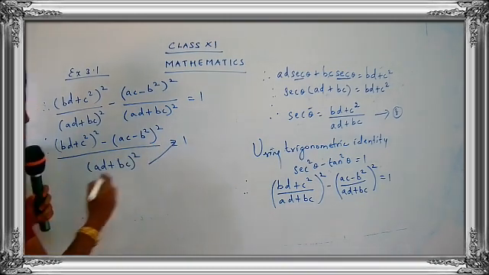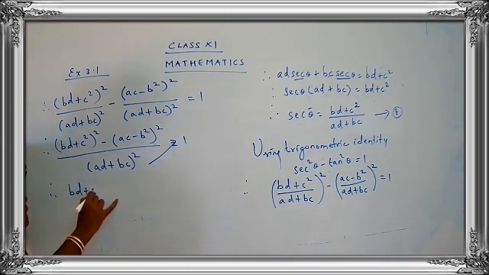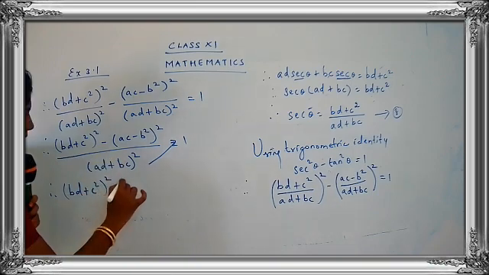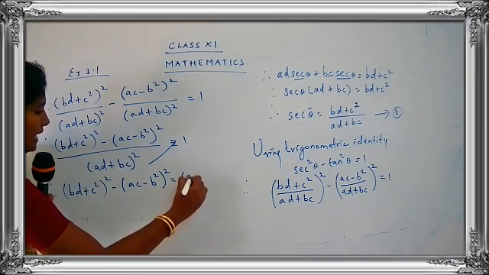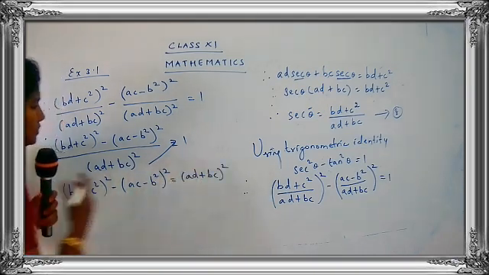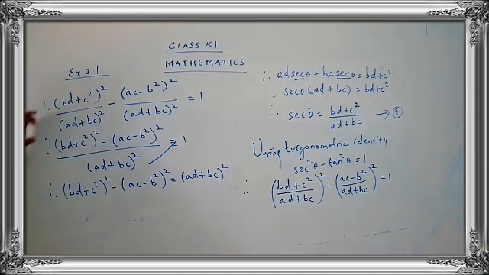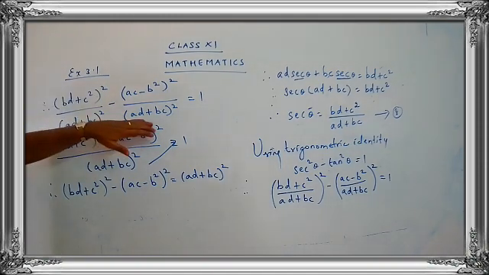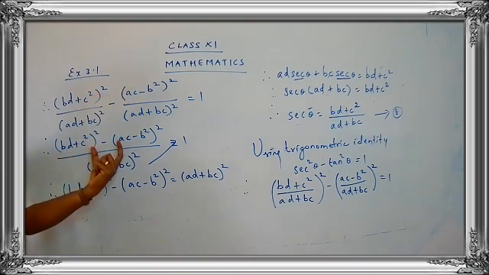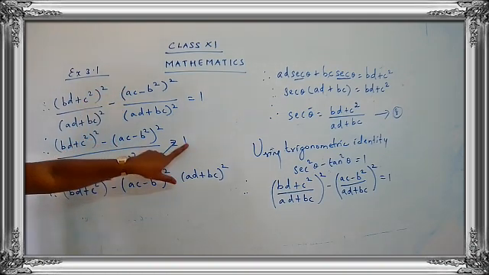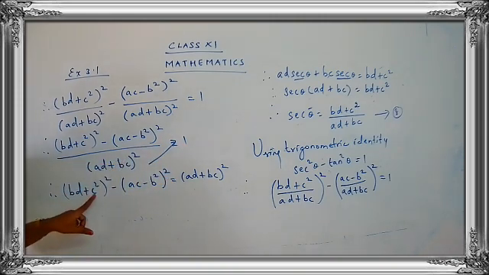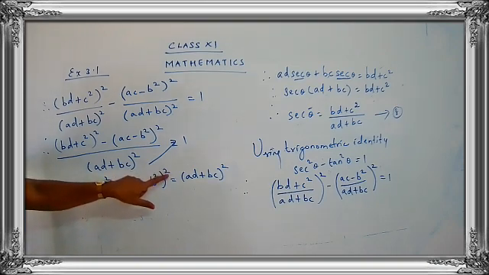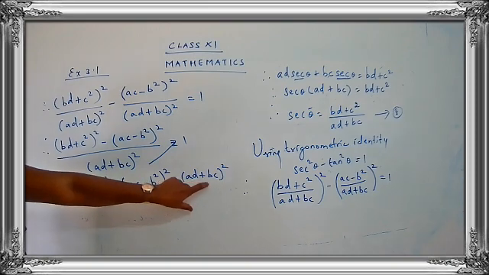I'll cross multiply now. Therefore, (BD + C) the whole square minus (AC - B) square is equal to (AD + BC) the whole square. Are you clear, children? Very simple thing. We have a common denominator. So what we have done? We have taken the numerator together. Now you have here 1, okay? So I'm just cross multiplying the denominator over there. So I get (BD + C) the whole square minus (AC - B) the whole square is equal to (AD + BC) the whole square.